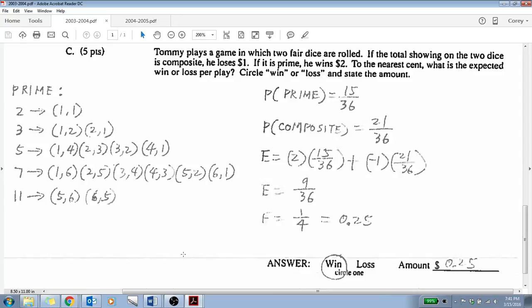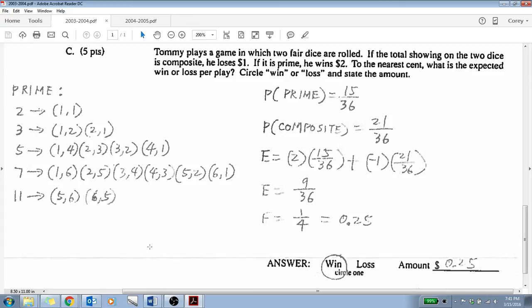So the first thing I want to do is figure out the probability of getting prime and the probability of getting composite. We know the total outcomes: there could be 36 possibilities with two dice being rolled, 6 for the first die times 6 for the second die. So now we need to figure out how many outcomes there are for prime and for composite.